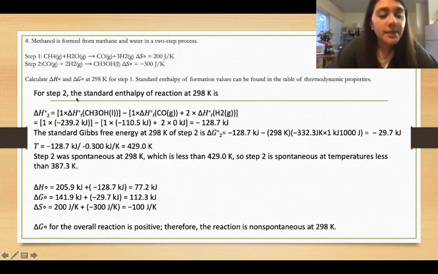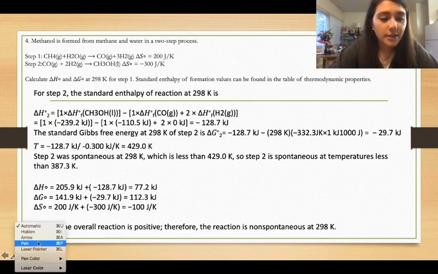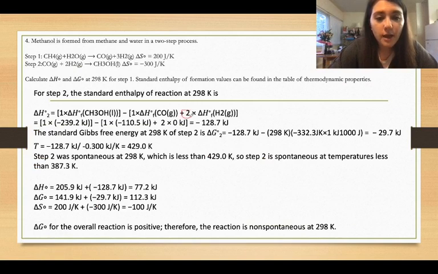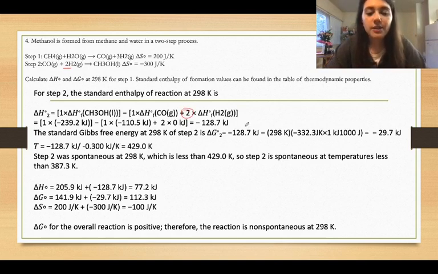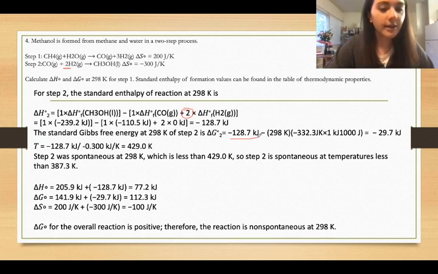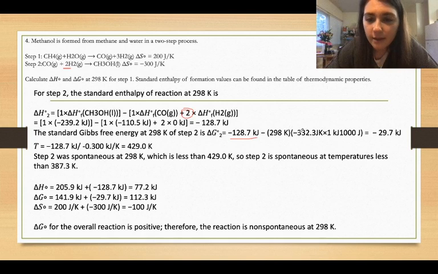All right, for step 2, we just do the same thing, plug in our values, again making sure that we take into account that there are 2 moles of hydrogen gas in the second step. And for the standard Gibbs free energy, again, we're just going to take that enthalpy, subtract the temperature times the entropy.